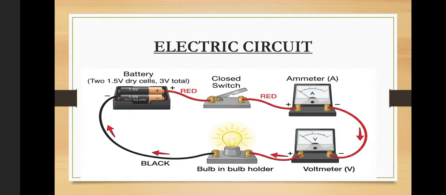Now, I want us to see how an electric circuit can be connected. In this connection of ours, we have the components arranged in order. We have the dry cells here. Dry cells are followed by a switch. Then we have the ammeter. We have the voltmeter, and finally we have our bulb holder with a bulb on it.